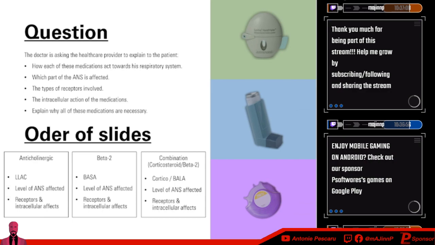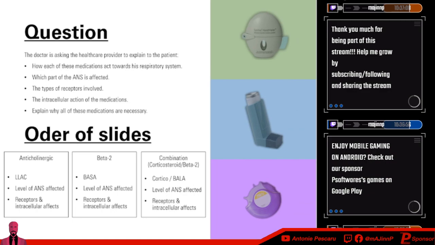The difference between the other one is that it's long-acting and the beta is short-acting. Finally, the levels of ANS affected. Again, since it's a beta-2, we're also going to see that in the beta-2 section. And finally, the receptors and intracellular effects, mainly from the corticosteroid.